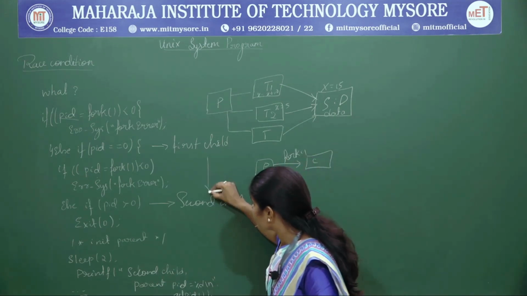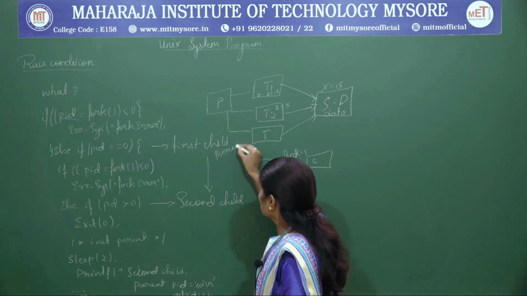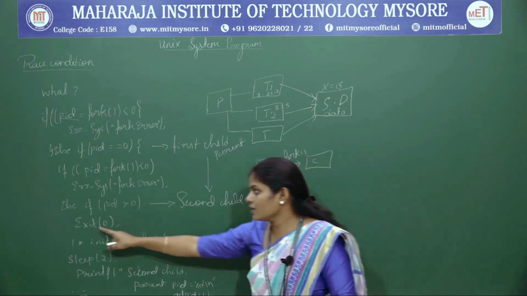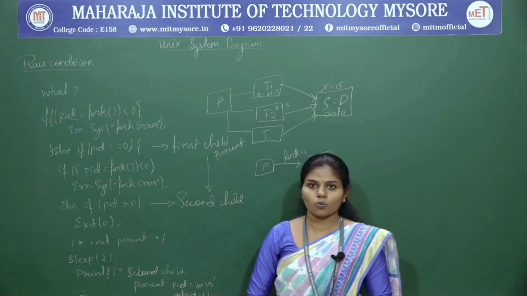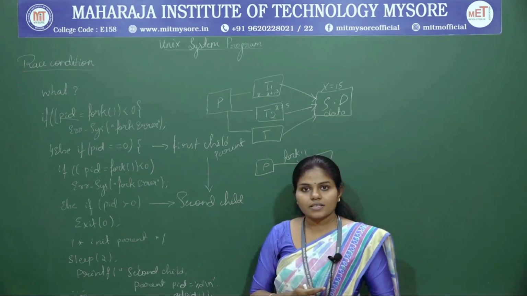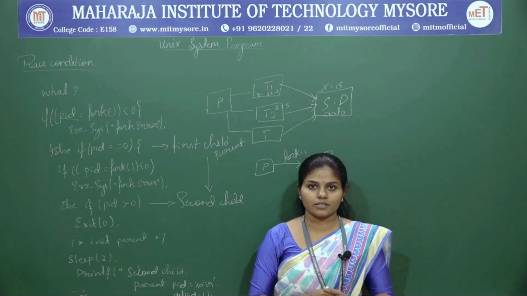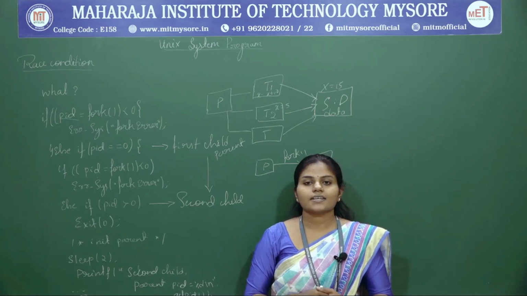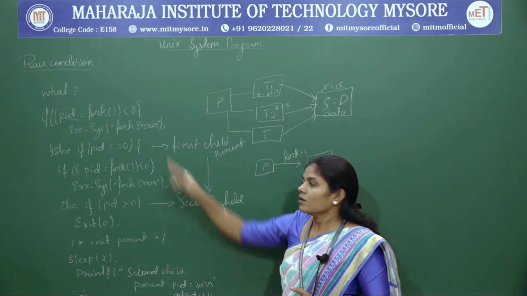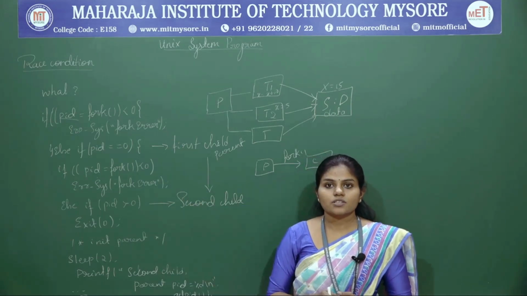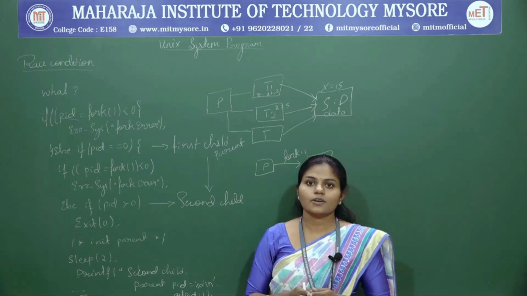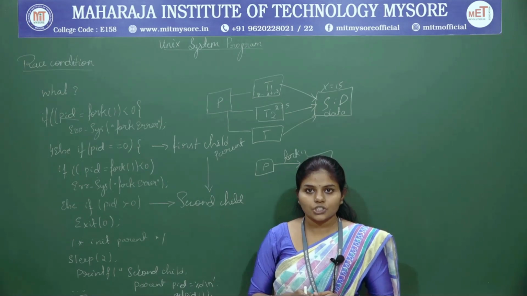The first child will become a parent. For whom? For the second child, right? So when it is going to encounter exit of 0, what do you mean by that? Whether the second child is going to exit or the first child is going to exit, right? So in that case a race condition is going to occur, right? Multiple processes try to do the job at the same time. We are going to call it a race condition, right?